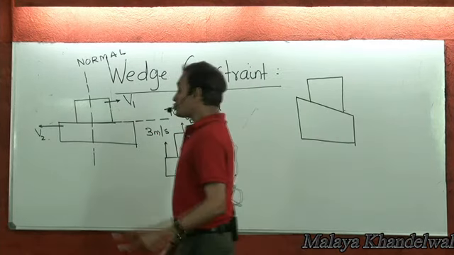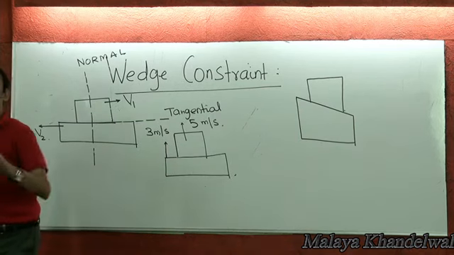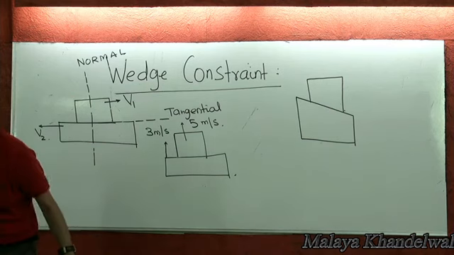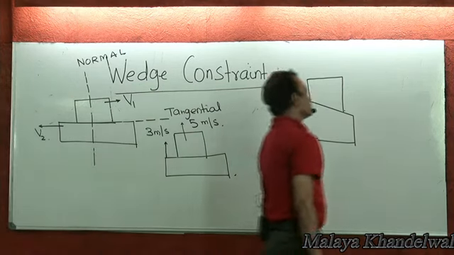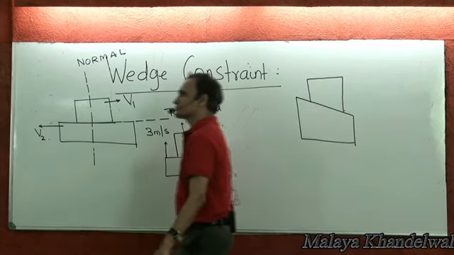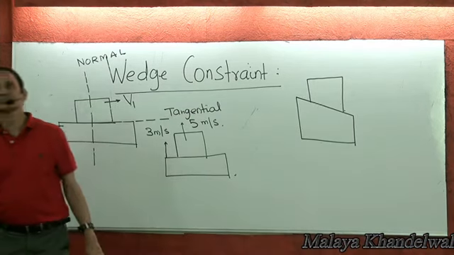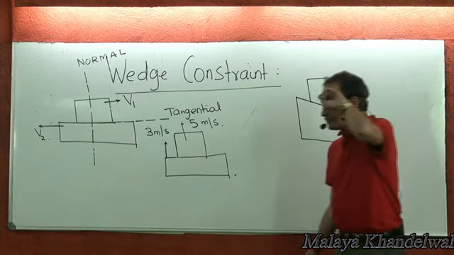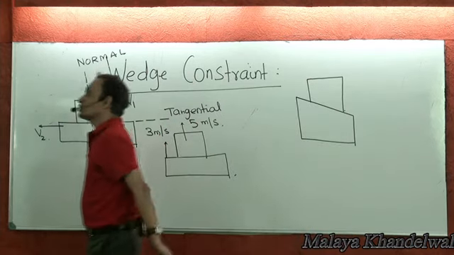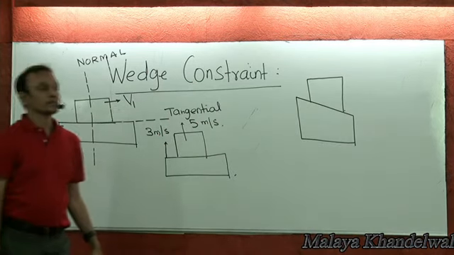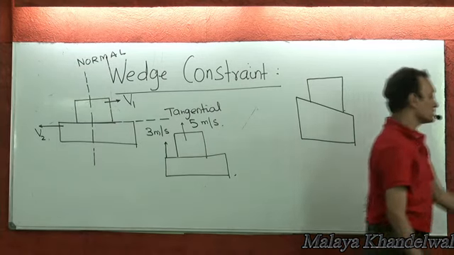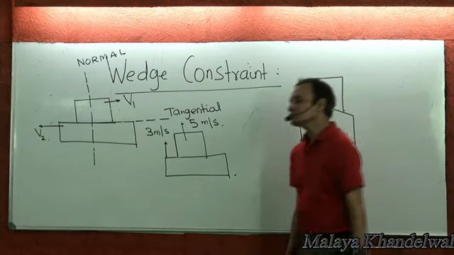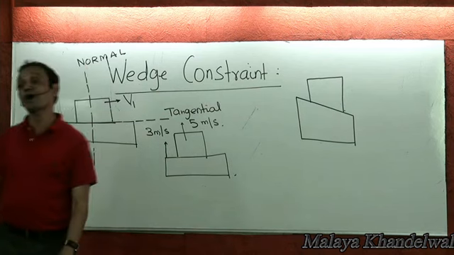Right? So two bodies will lose contact if they have different velocities and different accelerations in the common normal direction. Make a note of it. Two bodies will lose contact if they had different velocities/accelerations in the common normal direction.